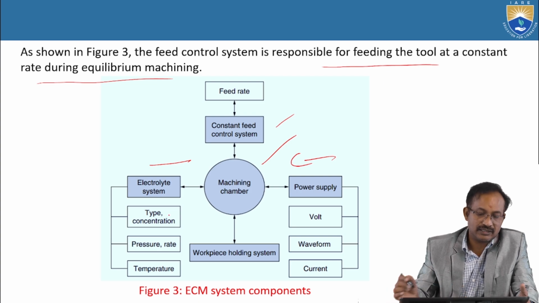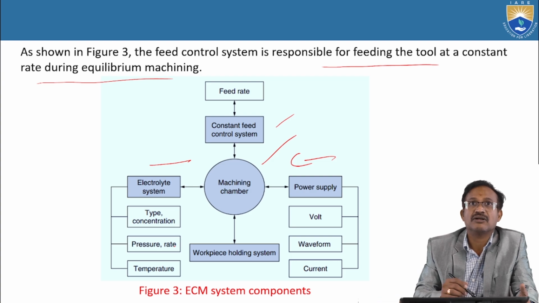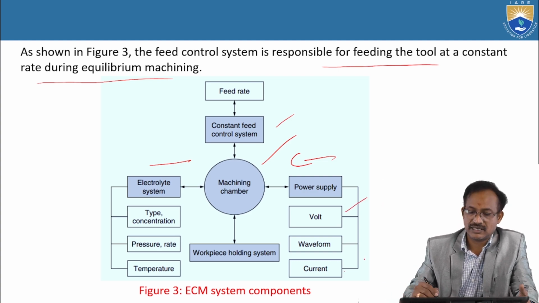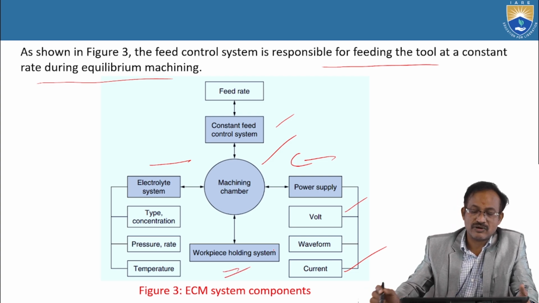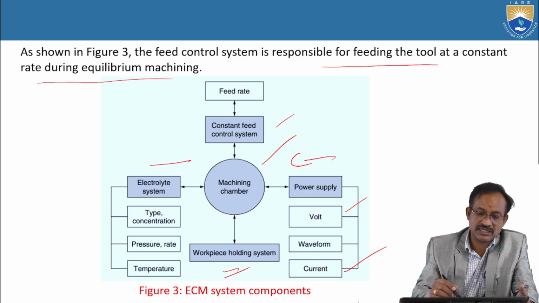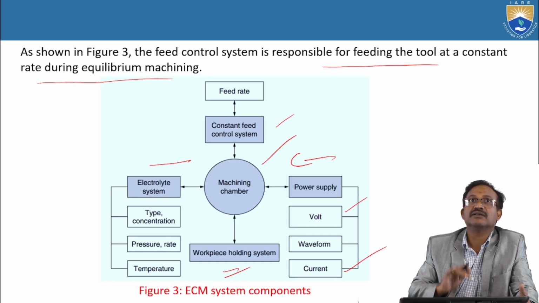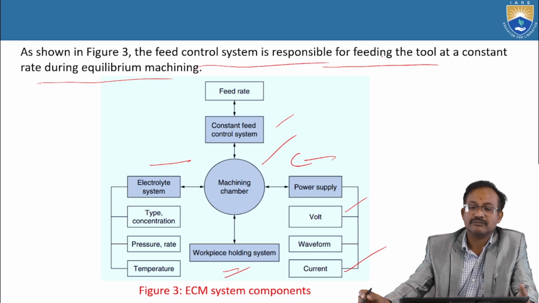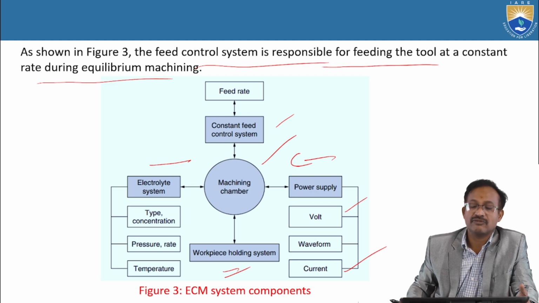In this type, concentration, pressure, rate, and temperature of the electrolyte system have been mentioned here. And in the power supply system, volt, waveform and current are the parameters associated with this power supply system. And here a workpiece holding system is provided, and this is the machining chamber. The same thing has been reflected in figure 3 to show the feed control system, which is responsible for feeding the tool at a constant rate during equilibrium machining.